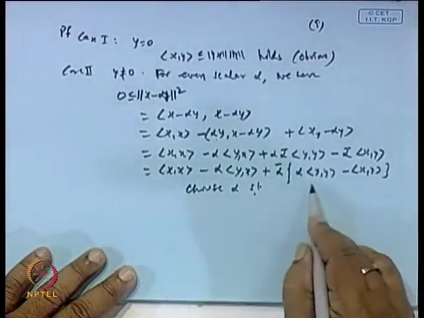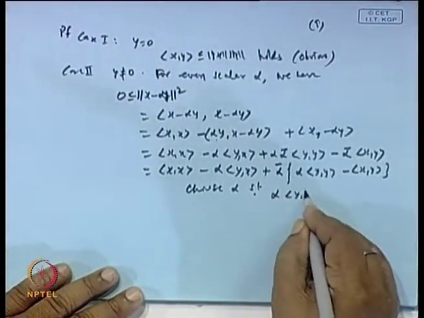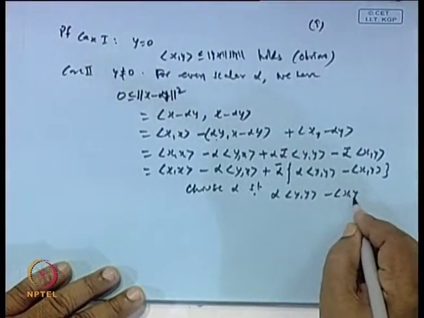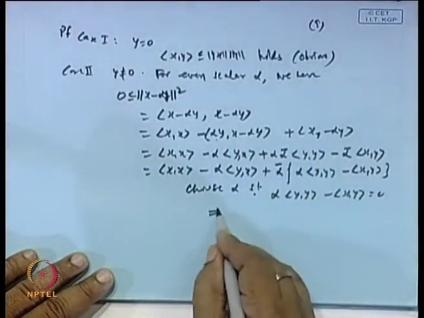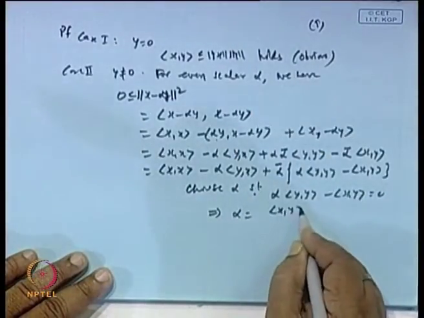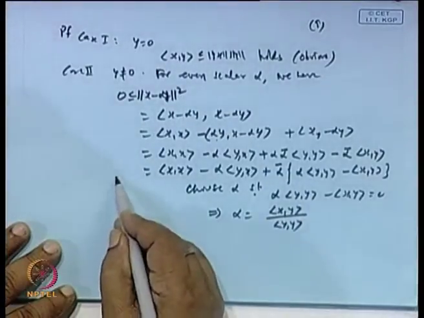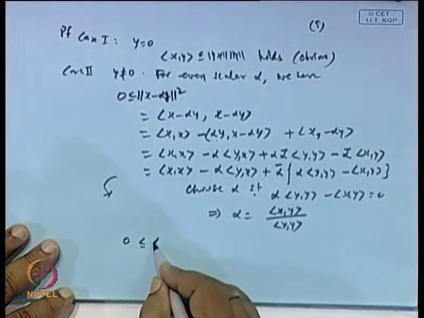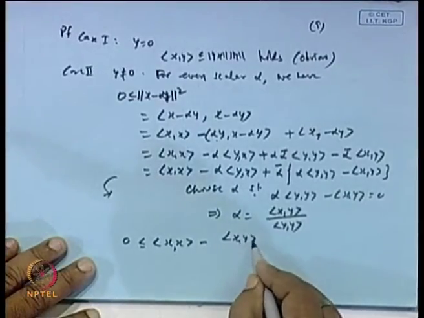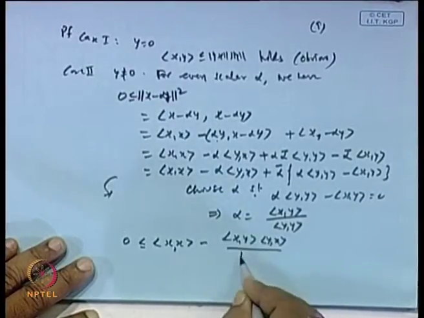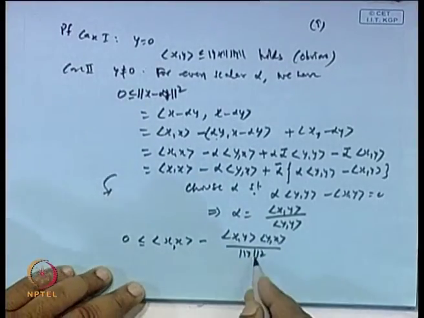Now, choose alpha such that this part is 0. Okay? Because alpha is our own choice. Alpha is any scalar. So, if I choose alpha, this means alpha becomes ⟨x, y⟩ over norm of y square. So, from here we get 0 less than or equal to minus ⟨x, y⟩ conjugate ⟨x, y⟩ over norm of y square. Okay.